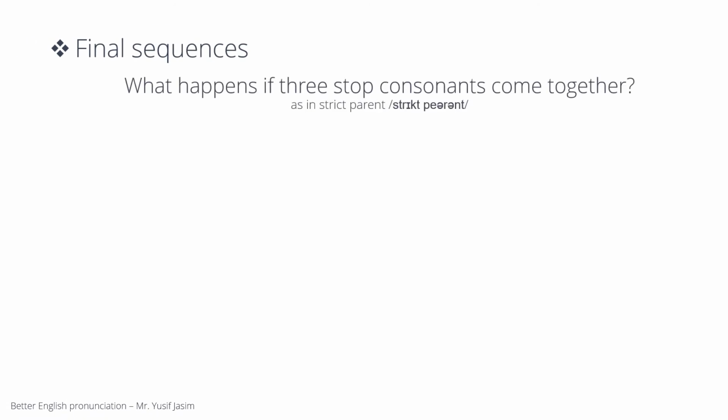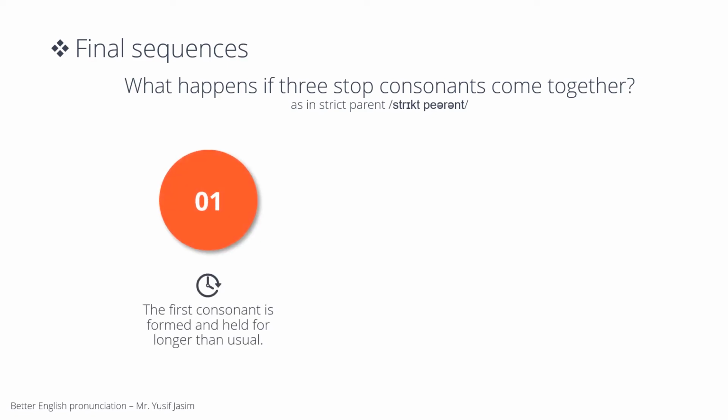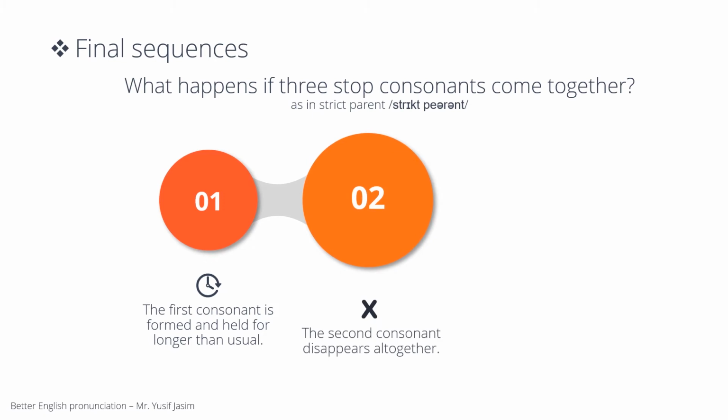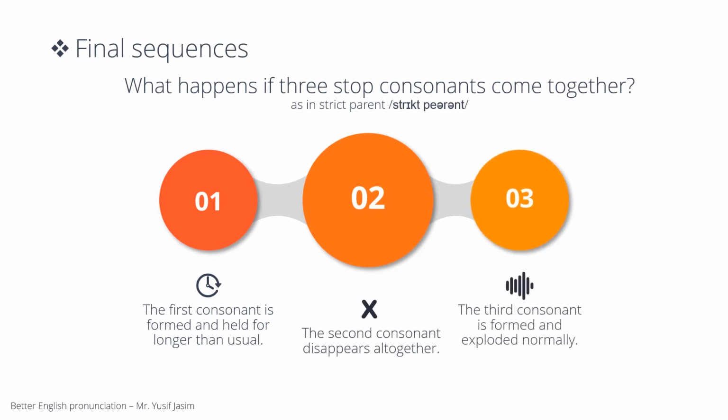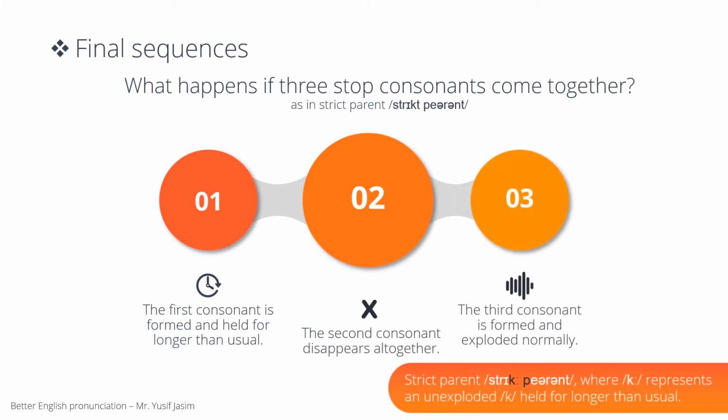But what happens if three stop consonants come together, as in strict parent? There is still only one explosion, that of the third consonant, but what usually happens is that the first consonant is formed and held for longer than usual. The second consonant disappears altogether. The third consonant is formed and exploded normally. We might write strict parent with a k that represents an exploded k held for longer than usual.